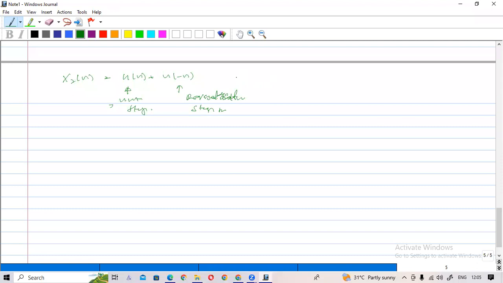So you know that this is reversed. We are learning 3 time transformations. One is time shifting.